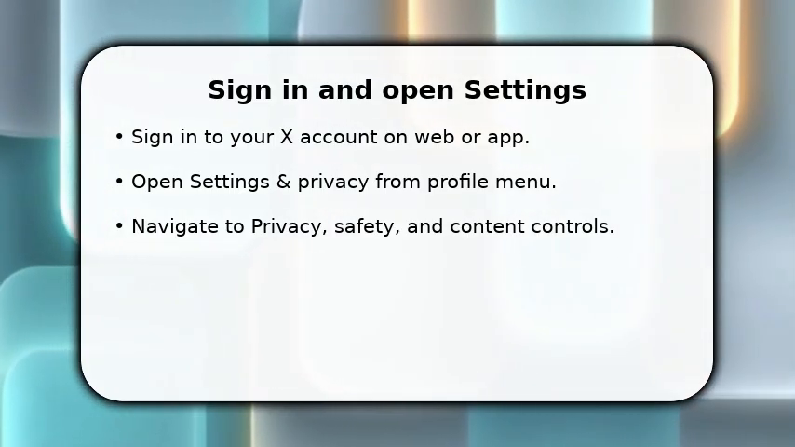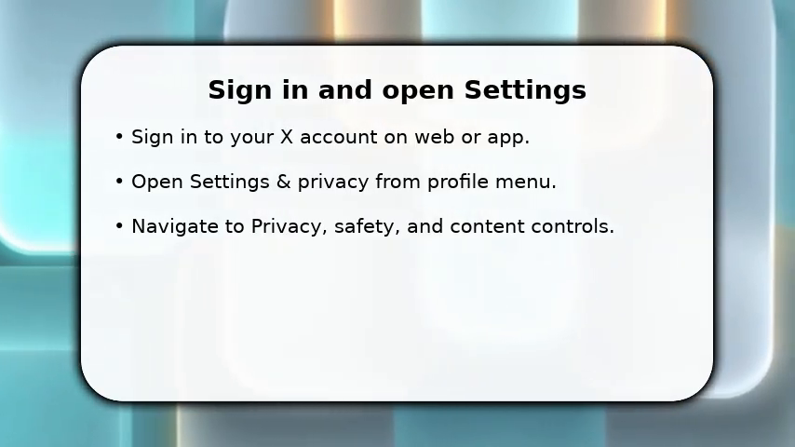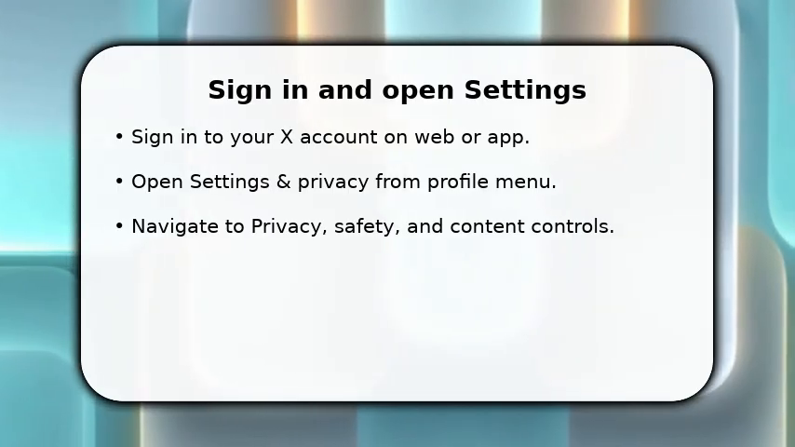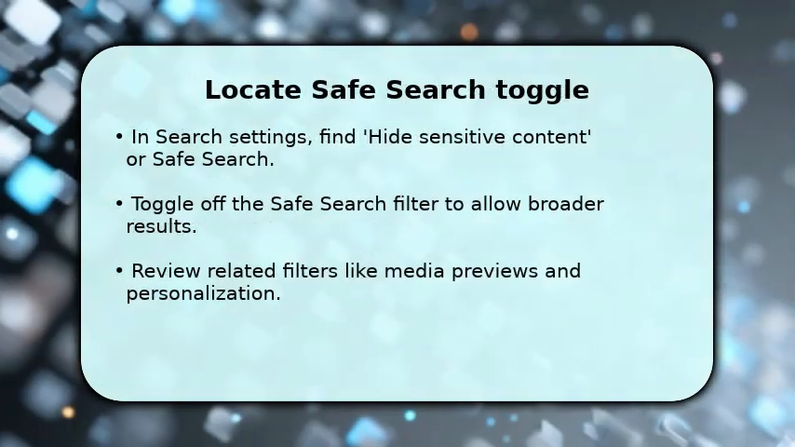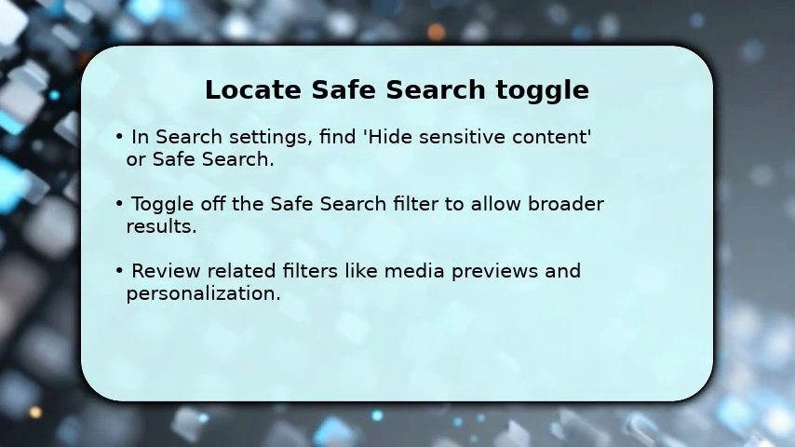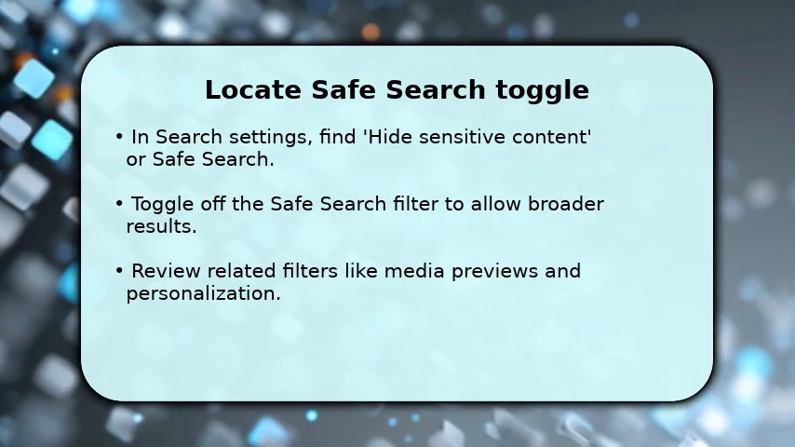This narrows the exact toggle you'll change. You're starting the process immediately so you don't waste time hunting menus. These steps get you directly to the safe search control so you can change it. In Search Settings, locate the option labeled Hide Sensitive Content or Safe Search. This controls what appears in search results.